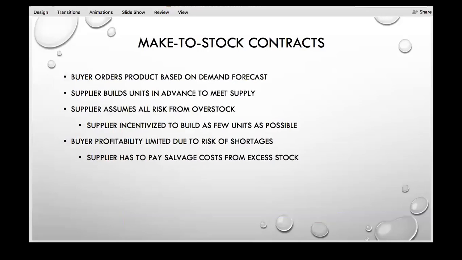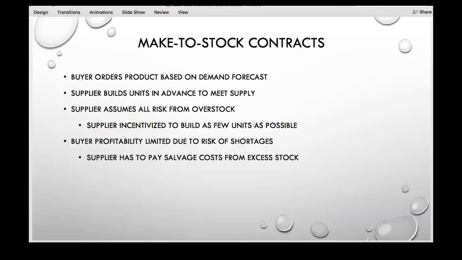Okay, make to stock. Now we're going to look at the supplier. Basically, in a make to stock contract, the supplier builds units in advance to meet supply. So the buyer will still order product based upon a demand forecast, but now the supplier builds units in advance.